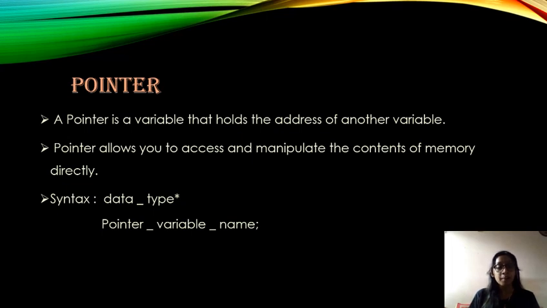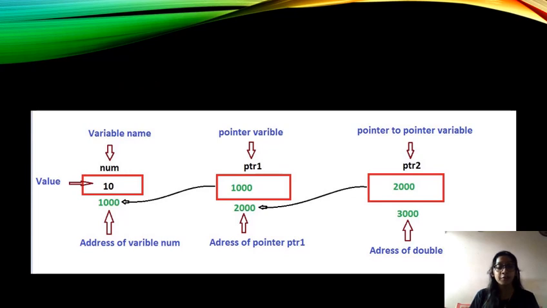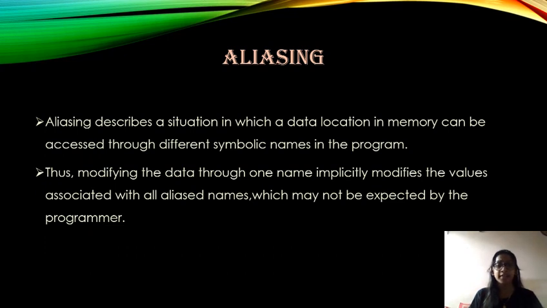The syntax of a pointer starts with the data type. It can be any data type: integer, float, double, character, and pointer variable. This is an example of a pointer. Aliasing: aliasing describes a situation in which a data location in memory can be accessed through different symbolic names in the program. Thus, modifying the data through one name implicitly modifies the value associated with all the alias names, which may not be expected by the programmer.